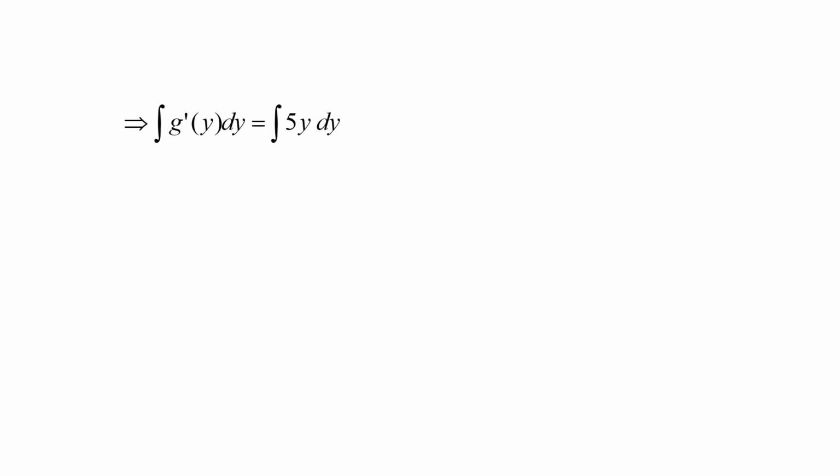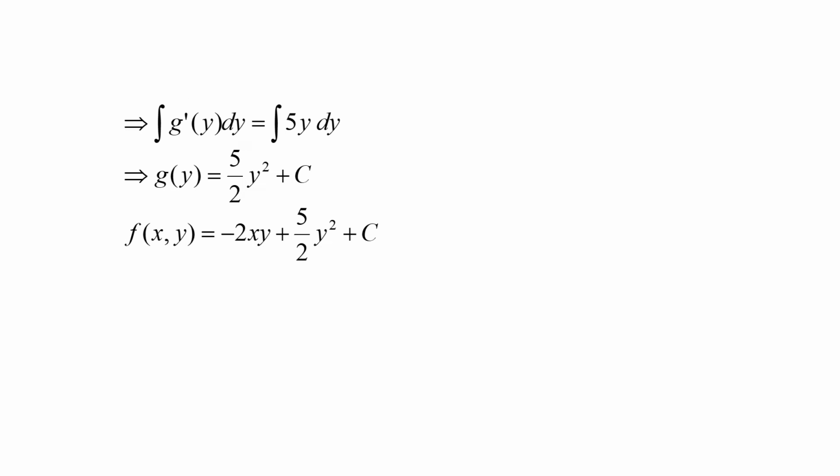To find g, we'll integrate both sides. And so that's going to give us g of y equals 5/2 y squared. All right, our final step is to plug that back in. So f of x, y will be negative 2xy plus 5/2 y squared plus c. And we can move the c to the other side. We'll set f equal to c to get our final solution. C equals negative 2xy plus 5/2 y squared.